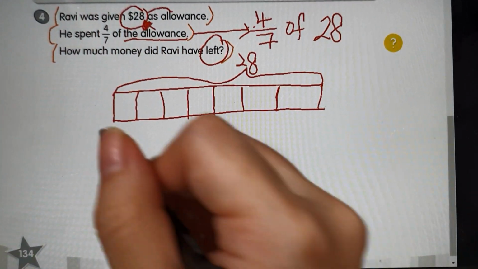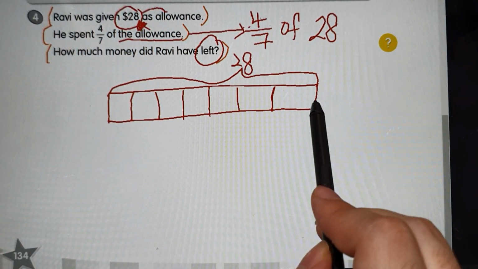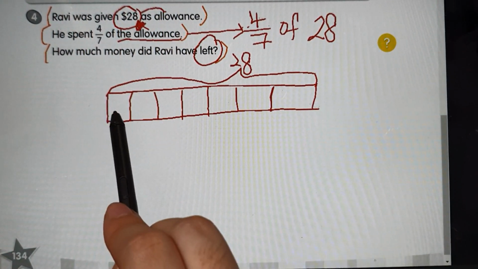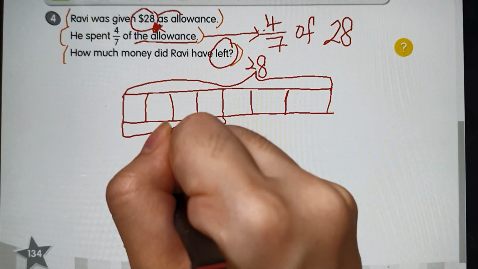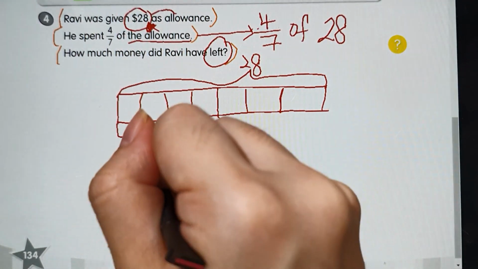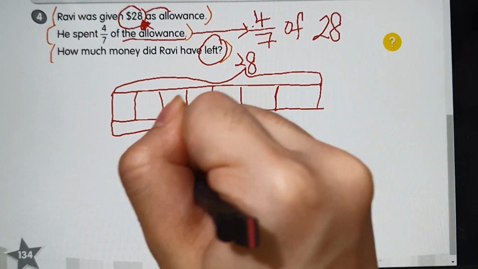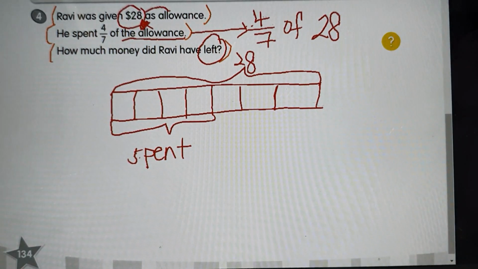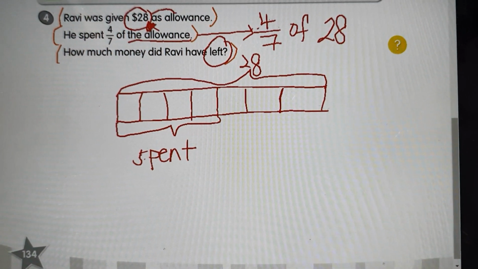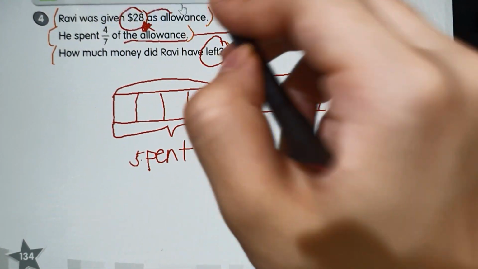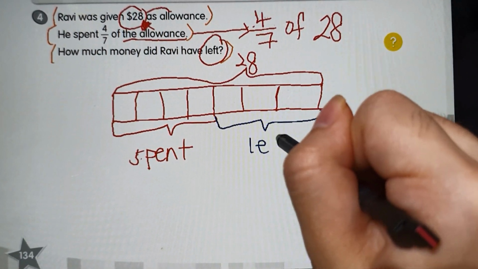So I know that 4 out of 7 was spent. So 4 out of 7 means out of my 7 parts here, 4 parts would have been spent. So 1, 2, 3, 4. 4 parts here is spent. So on your model, you can label 4 parts here as spent. If 4 parts is spent, how many parts are left over? Okay, very good. Which means the remaining part here would be the leftover.